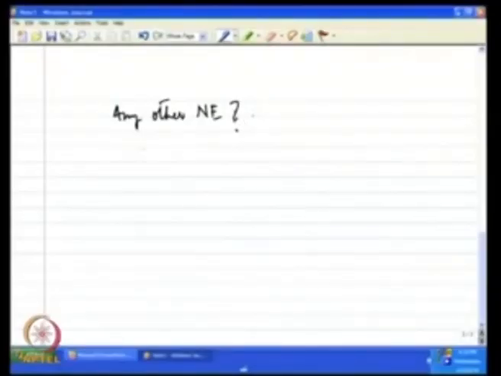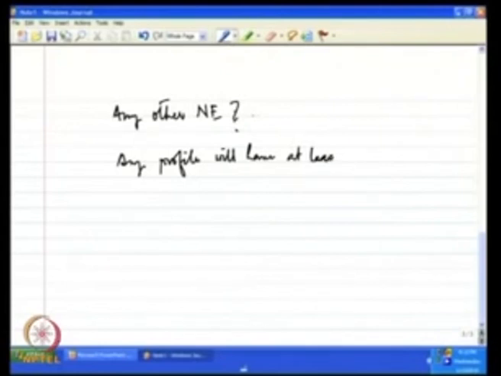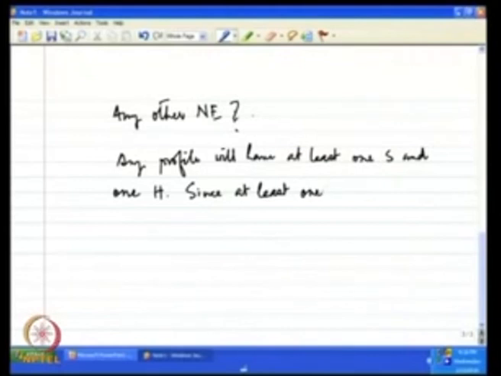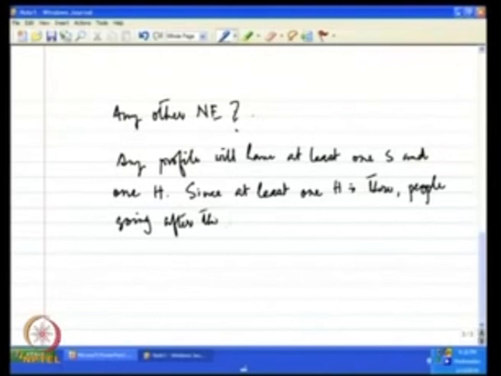So any profile will have at least one S and one H. Since at least one H is there, people going after the stag will get zero, and there is at least one such person.